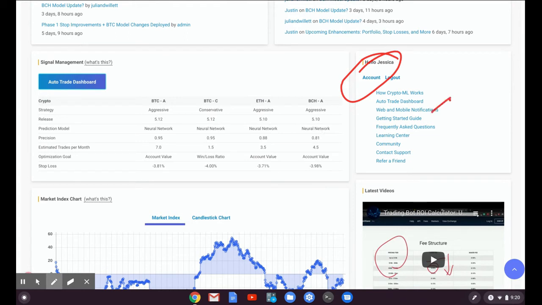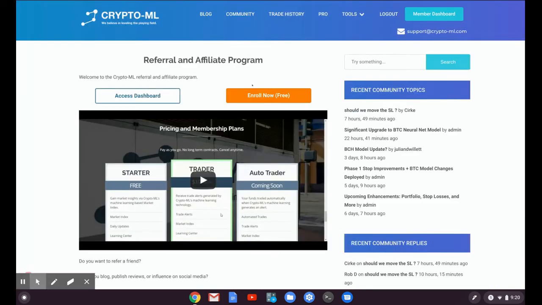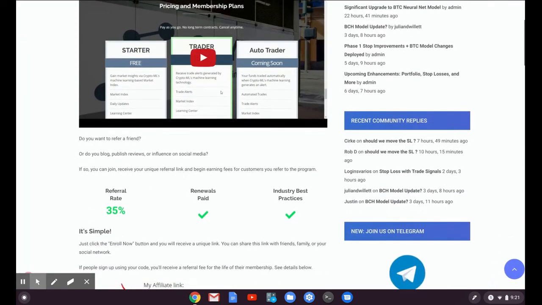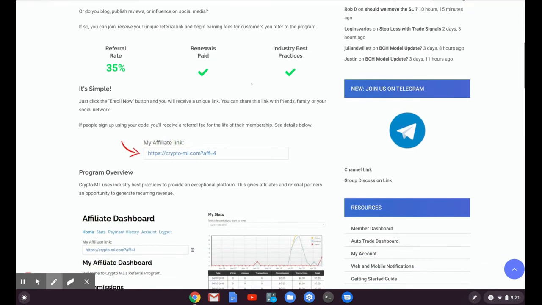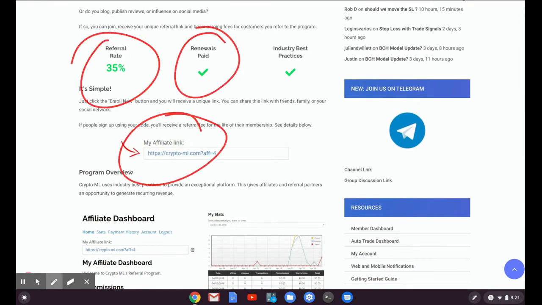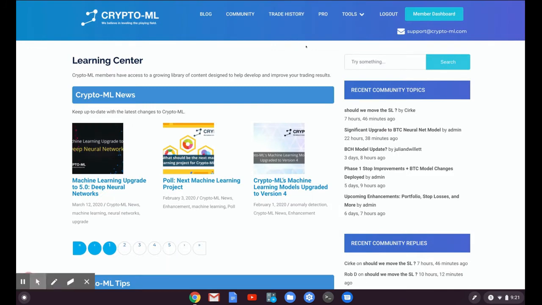Additionally, Crypto ML has a referral program. We provide you a unique link that you can share with friends, family, and your social following. This allows you to earn recurring revenue by sharing our message. You can learn more about this great opportunity at crypto-ml.com/affiliate-program.